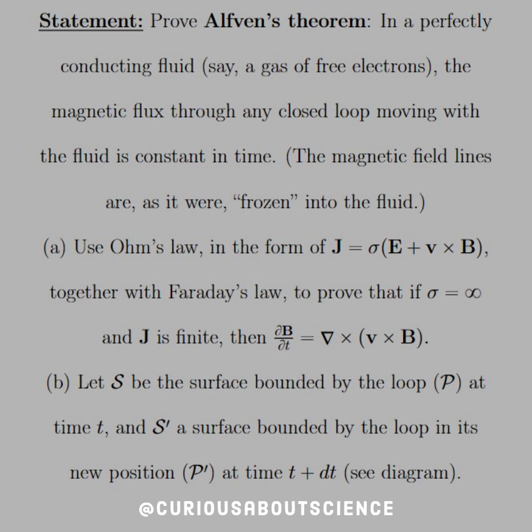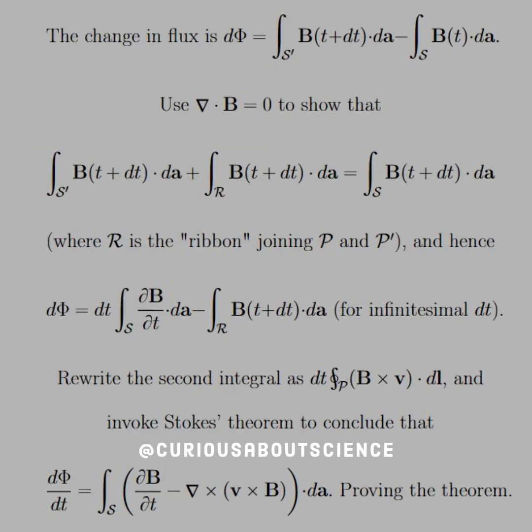Alright, B. Let S be the surface bounded by the loop P at time t, and S prime be a surface bounded by the loop in its new position P prime at time t plus dt. See diagram. Alright. So, the change in flux is dPhi.